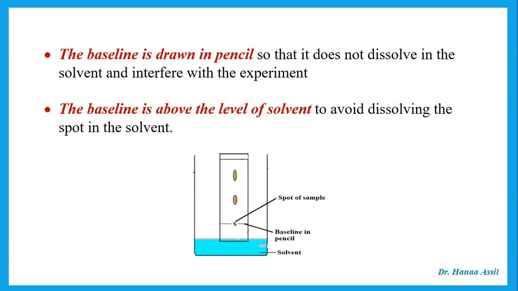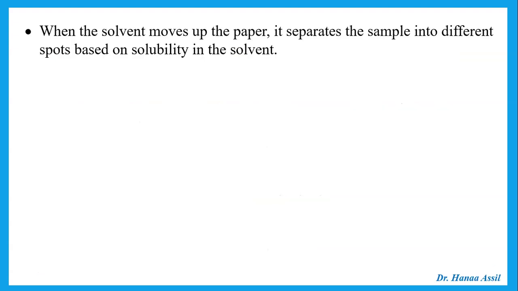Remember, the baseline is drawn in pencil because it doesn't dissolve in the solvent and will not interfere with the experiment. The baseline has to be above the level of the solvent. So if we're required to draw the level of the solvent, it has to be below the baseline to avoid dissolving the spot in the solvent.